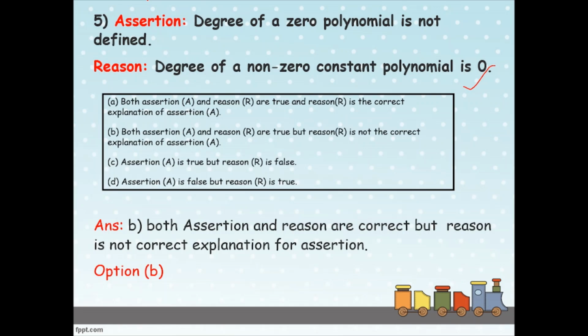You can give any power to the variable because when it is multiplied by 0, it becomes 0. So the assertion is also a true statement. But the reason is talking about a constant polynomial, while the assertion is talking about the zero polynomial. Both are different. Each one is not an explanation of the other statement. So I go for option B.